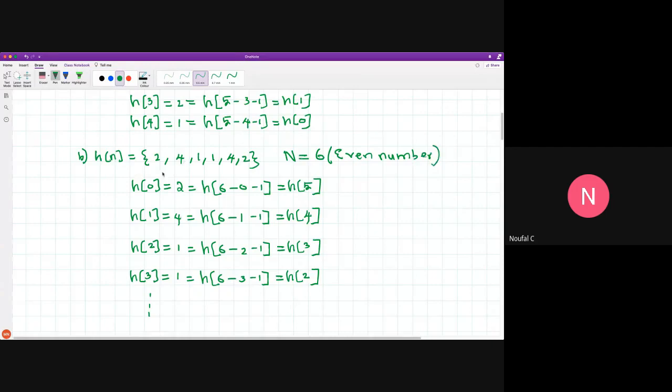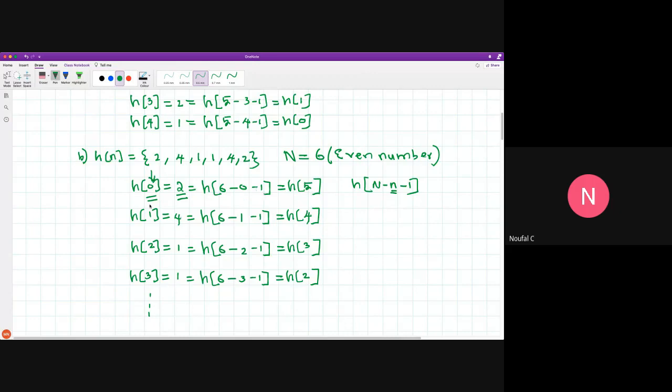Let's check whether that property is being obeyed. Here I have h of 0. h of 0 is 2. And let me find h of N minus n minus 1. That is, I'm finding h of capital N minus small n minus 1. If I find that, it is h of 6 minus 0 minus 1. This n is the index that we are considering right now. It is 0 over here, so it is h of 5.